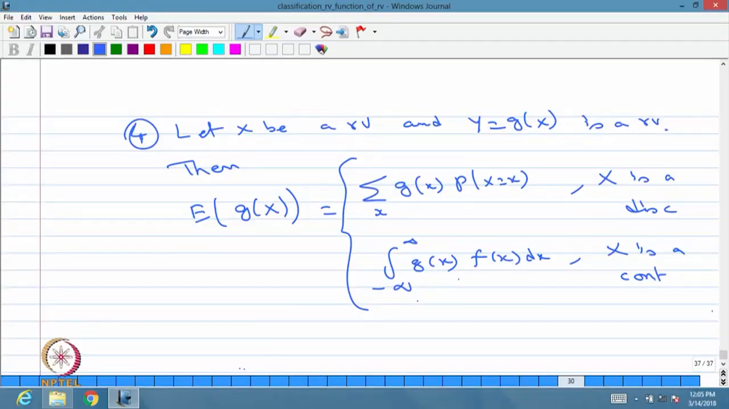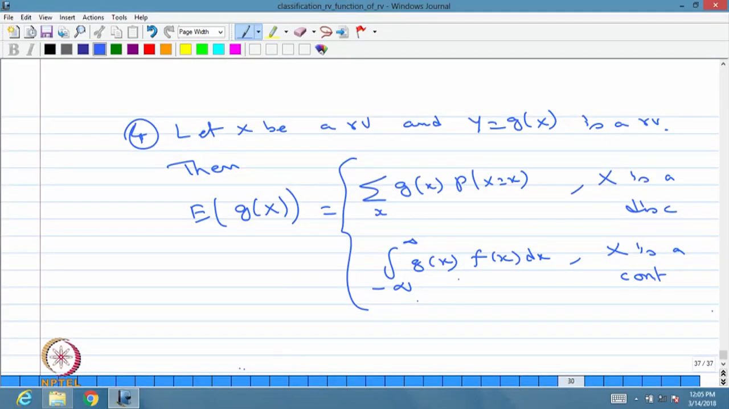Therefore, we will be using this property again and again whenever we want to find the expectation of a function of a random variable. Later we are going to introduce many random variables, or a random vector of size n with n random variables. There also you can go for the expectation of functions of random variables in a similar way. Therefore, this is a very important result.